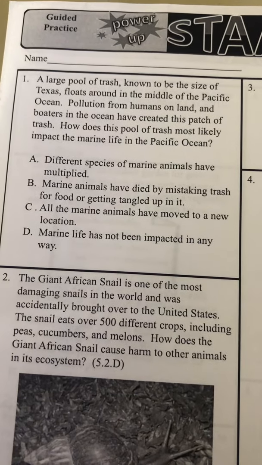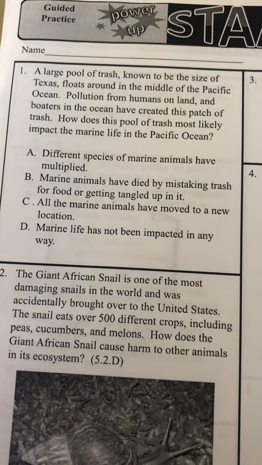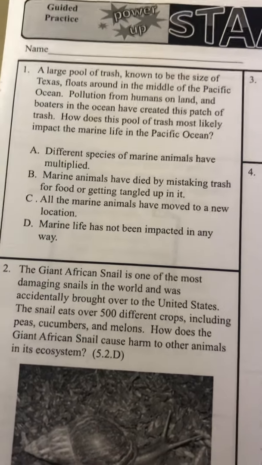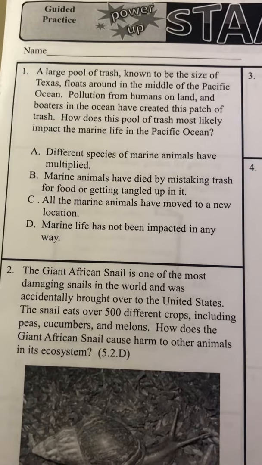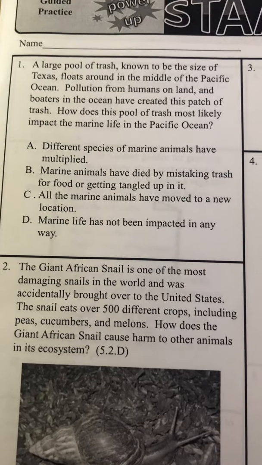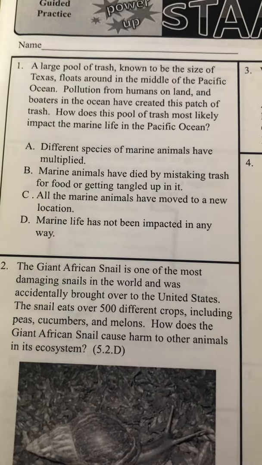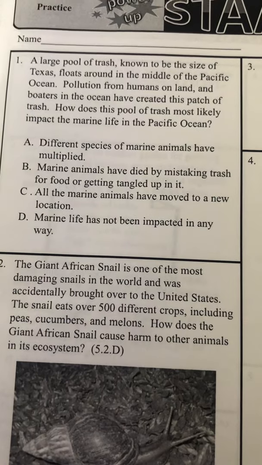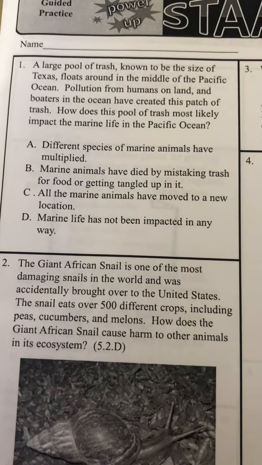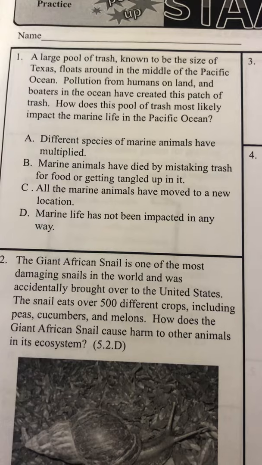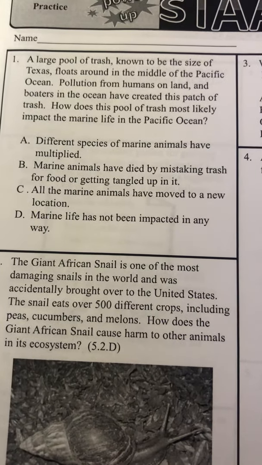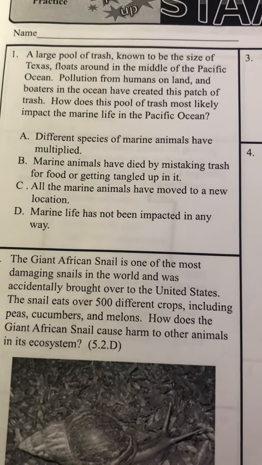A. Different species of marine animals have multiplied. B. Marine animals have died by mistaking trash for food or getting tangled up in it. C. All the marine animals have moved to a new location. D. Marine life has not been impacted in any way.